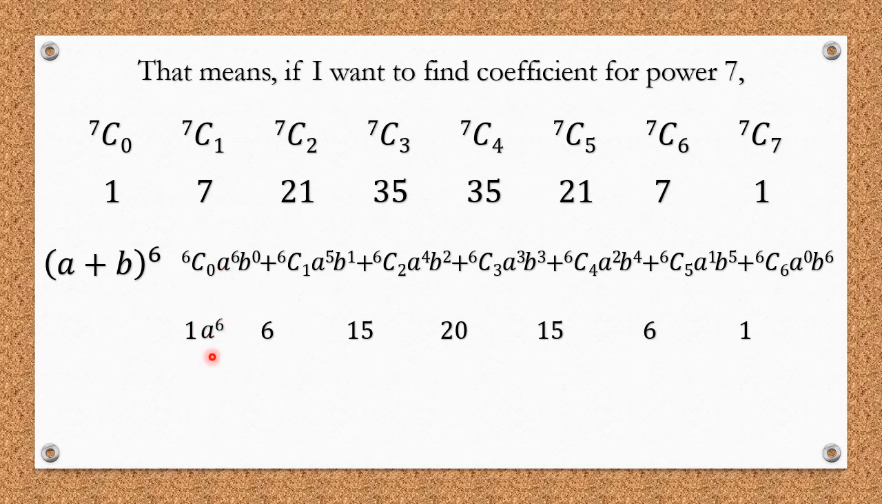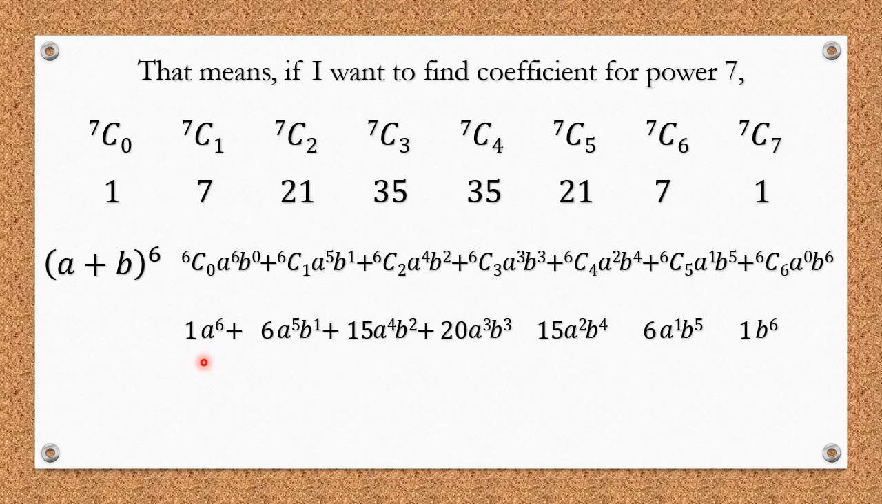Next, a raised to 6, and because there is a b raised to 0 we are not going to write it down. Then a raised to 5, a raised to 4, a raised to 3, a raised to 2, a raised to 1, and because there is a raised to 0 we are not going to write it down naturally. Then b raised to 0 we are not going to write, so just b raised to 1, b raised to 2, 3, 4, 5 and b raised to 6, and then positive signs everywhere.